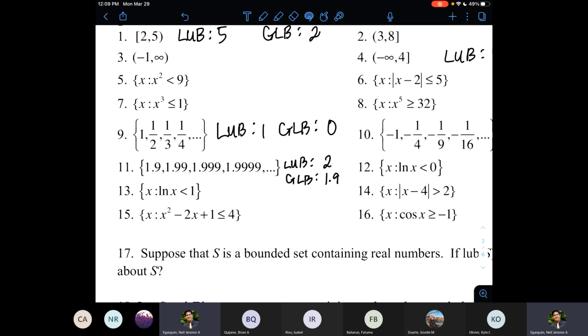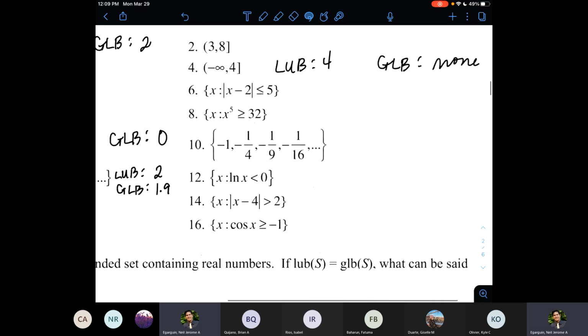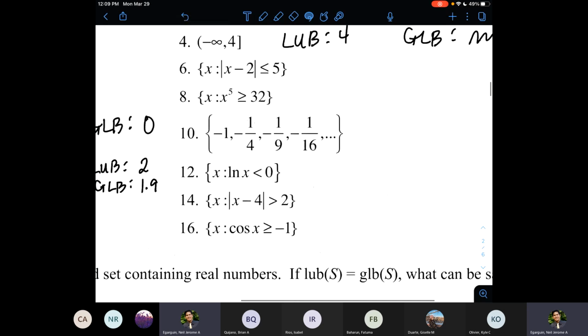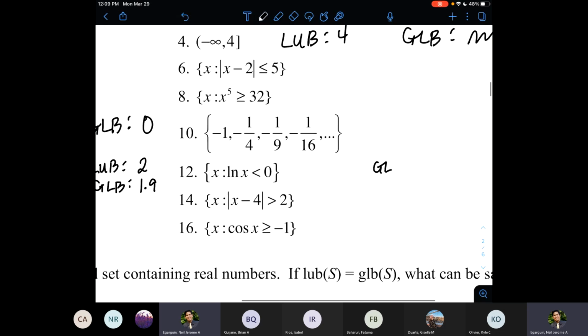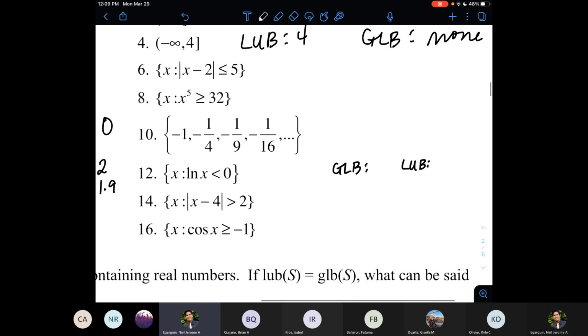Let's see this one. That's right. Set number 12. The set of all x's such that ln x is less than 0. Let's look for its GLB and its LUB. Okay. Now, any guess what would be the GLB? Let's do GLB first. Could you give me the greatest lower bound for the set of all x's whose ln is less than 0?